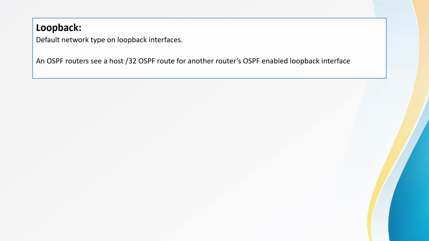The only thing you need to remember here is that an OSPF router sees a host /32 OSPF route for another router's OSPF-enabled loopback interface, regardless of what the subnet mask is for that loopback interface. This router sees the OSPF route for the other router's loopback interface as a /32. So just remember this. Yeah, that's all about the OSPF network types.